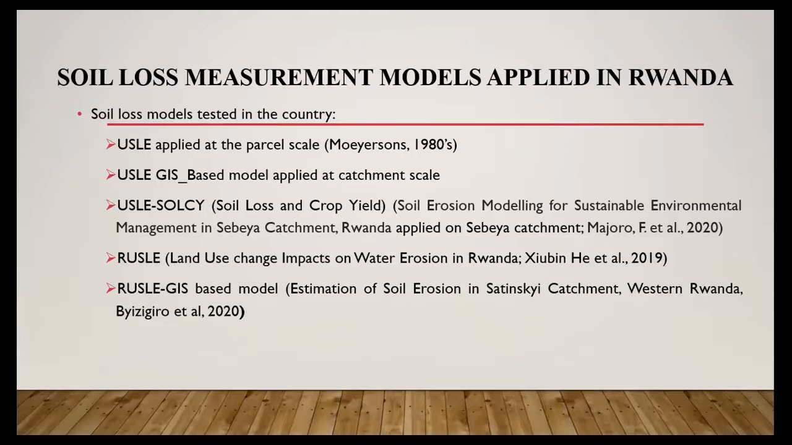But later on, some researchers used the universal soil loss equation, a GIS-based model applied at catchment scale. And this model was applied with some variations, like the universal soil loss equation combined with the soil loss and the crop yield parameters. So why this? It is because the nature of geomorphology in our country is shifting, I can say, to consider the application aspects rather than being more traditional. So they wanted to connect the geomorphology, mainly the soil erosion, with the land use.